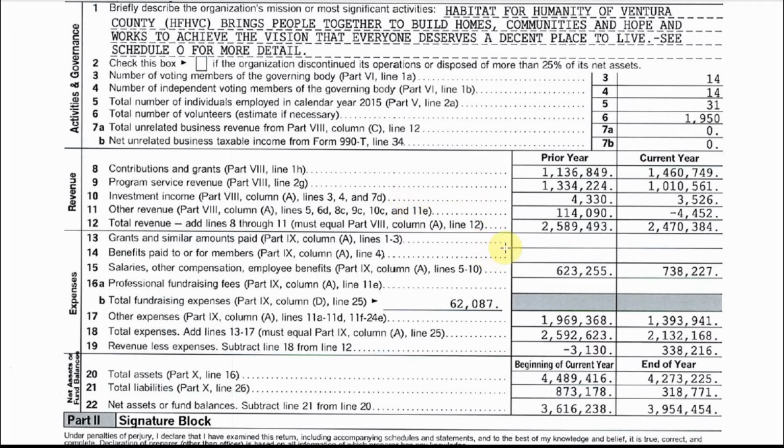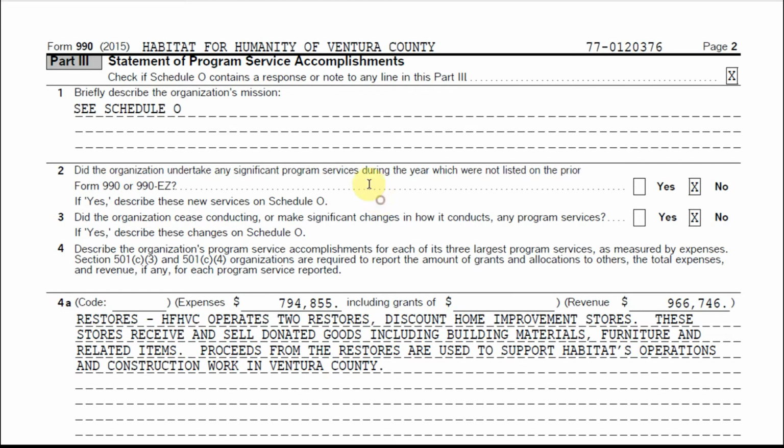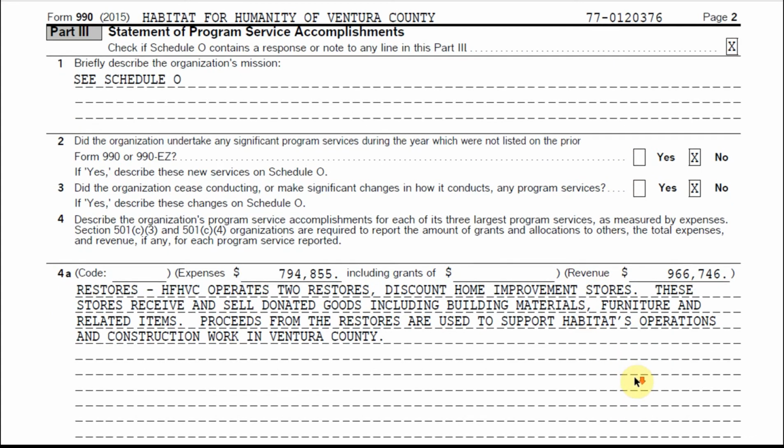So my fourth question then is, so what do they really do? And this page provides some good insights. It also references Schedule O, which is a form we'll see later in the document. These 2 questions are important. If you see yes answers, there'll be additional information in Schedule O about significant changes to their programs or what's been happening. If you don't, that's what you're supposed to see.